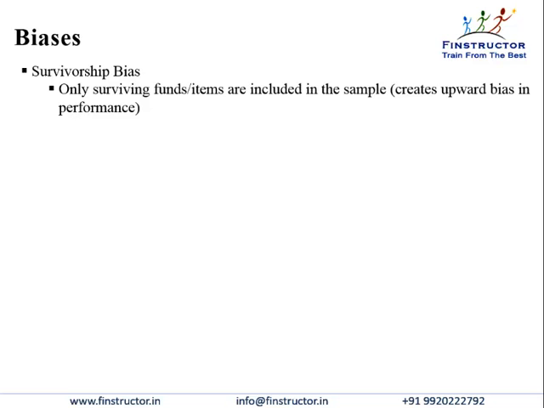Actually, when I'm calculating the performance of the hedge fund universe, I should look at the performance of all funds and then make a conclusion about the performance of hedge funds. If I only take the surviving funds, then there is sample selection bias, there is survivorship bias, which can bias my results upwards.